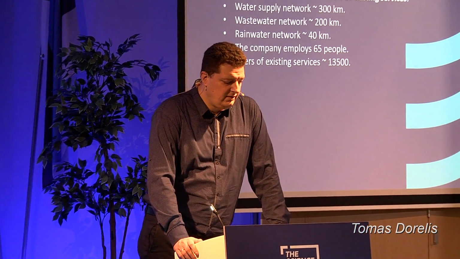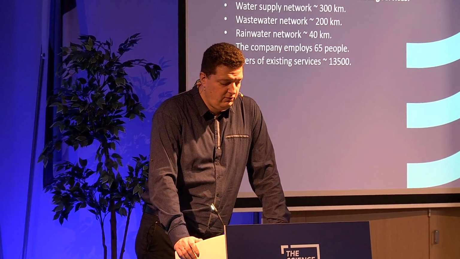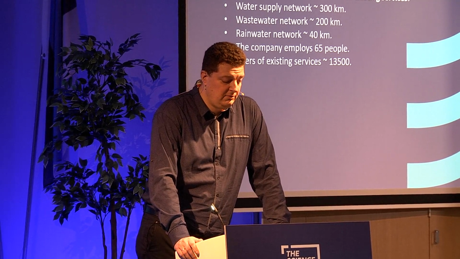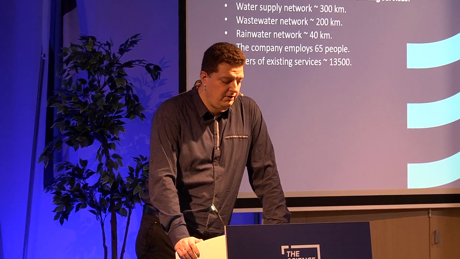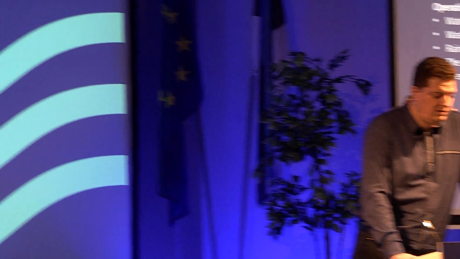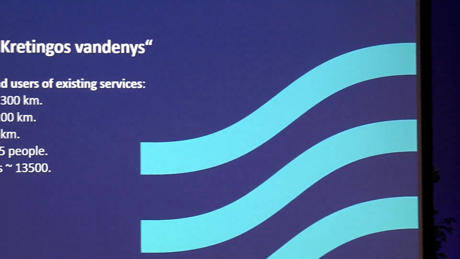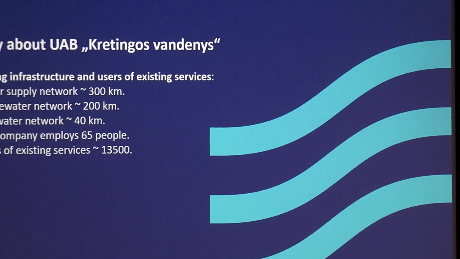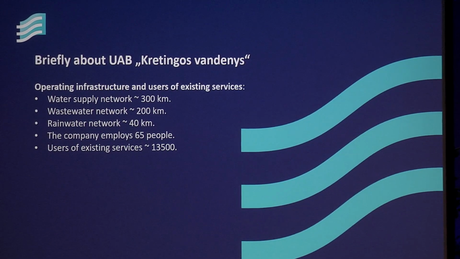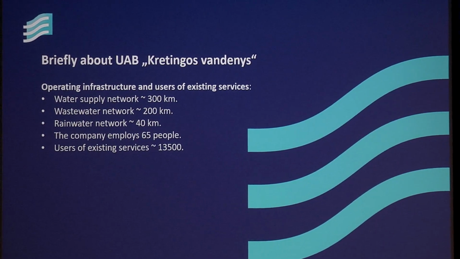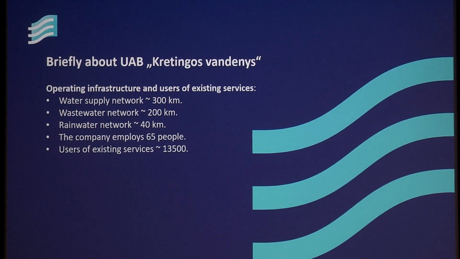Our company is located in Kretinga, a city in western Lithuania. We're responsible for supply of drinking water and wastewater treatment across the district. Our company has networks of over 500 kilometers, employs around 60 people, and serves over 13,000 users. We are using ArcGIS for many various purposes, and I think most of all we are using this for automation. And today I will try to answer a few questions.